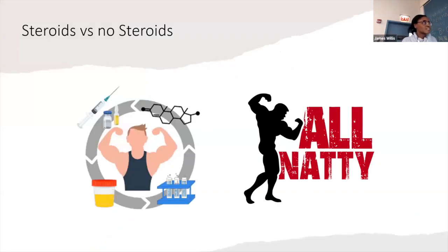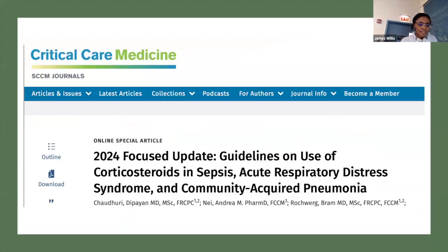Right. So this is the question. Steroids or no steroids? So we're looking at an article. This is from the Society of Critical Care Medicine. This is basically an update of the 2017 guidelines on critical illness and critical illness-related corticosteroid insufficiency. So basically, the goal of this study was to develop evidence-based recommendations for the use of corticosteroids in hospitalized adults and children with sepsis, ARDS, and community-acquired pneumonia.